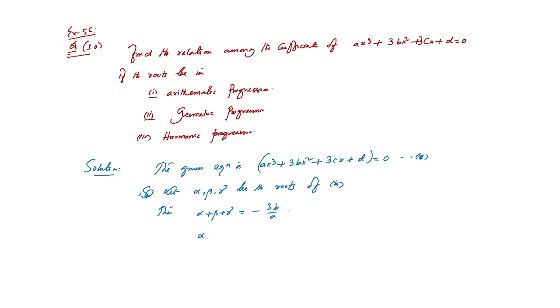Alpha beta plus alpha gamma plus beta gamma will be 3c by a, and alpha beta gamma will be minus d by a. Now we come to the first problem. Problem number 1. The roots are in arithmetic progression.